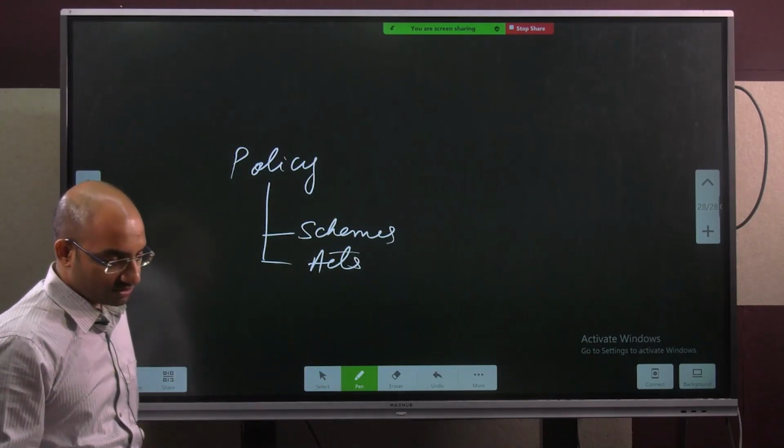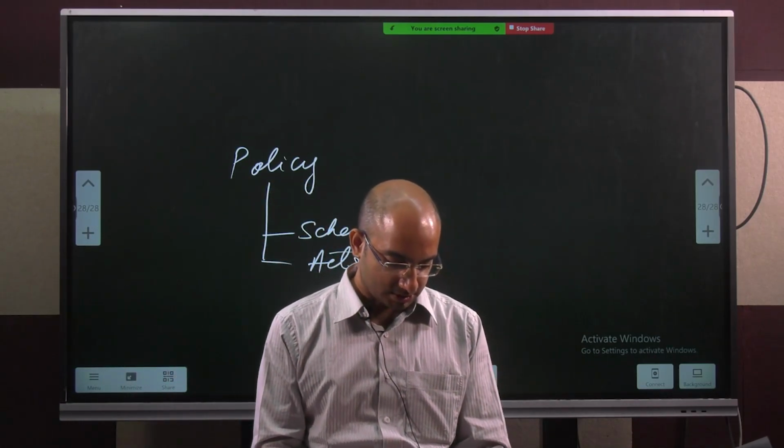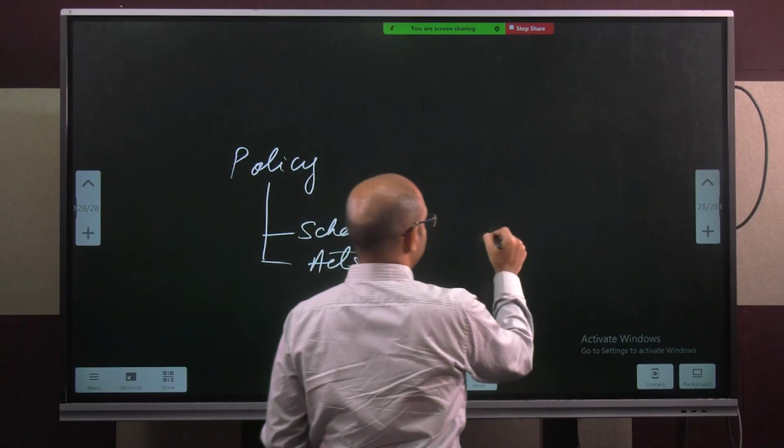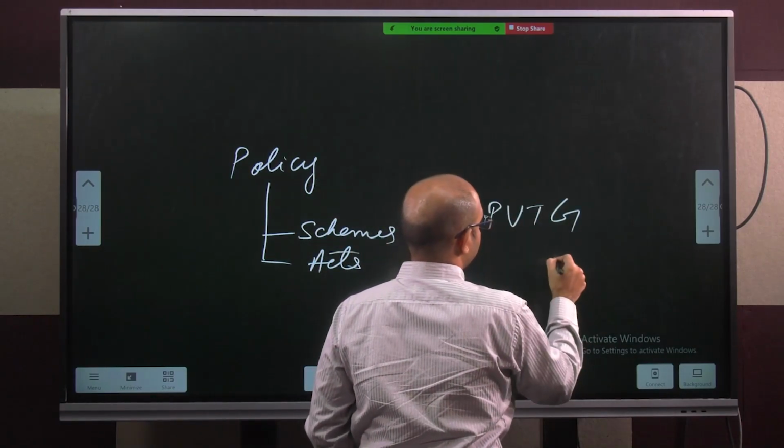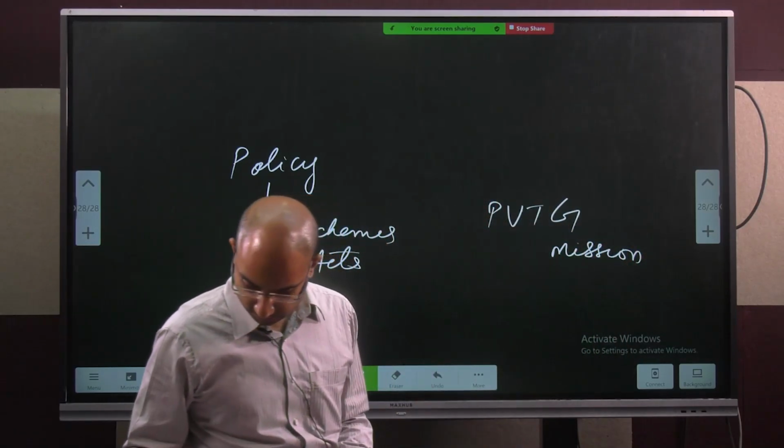As per the policy, we have to suitably amend PESA, FRA, the Fifth and Sixth Schedules and the Tribal Sub-Plan, and launch new programs for tribal people, like the just launched PVTG Mission. So write all these points.